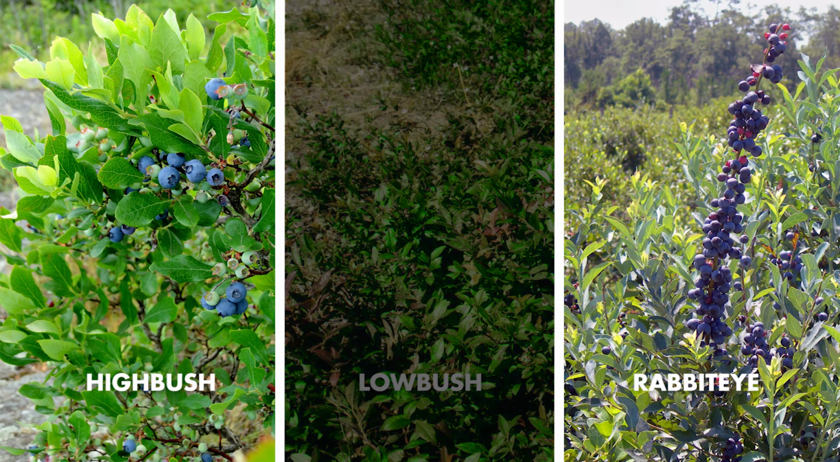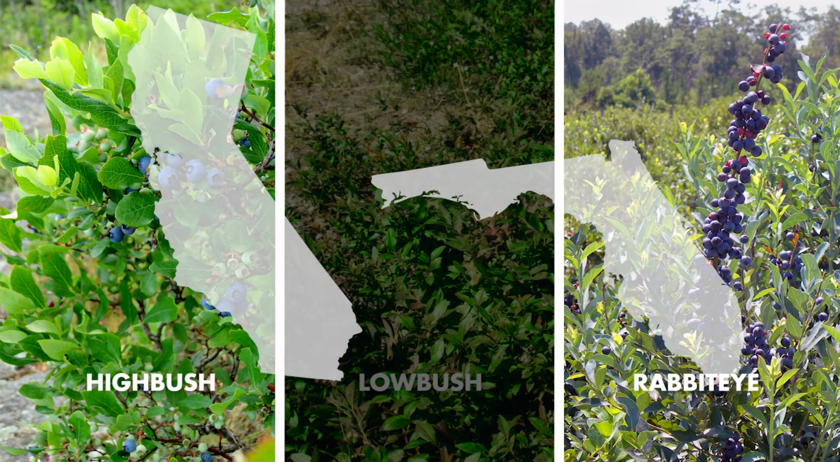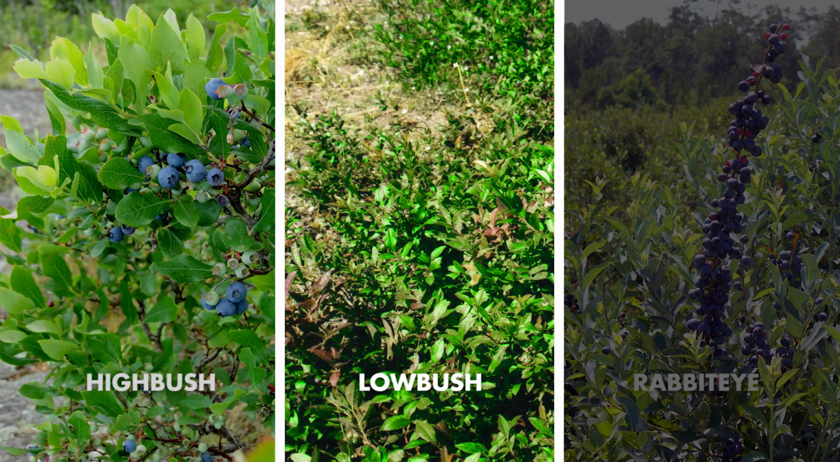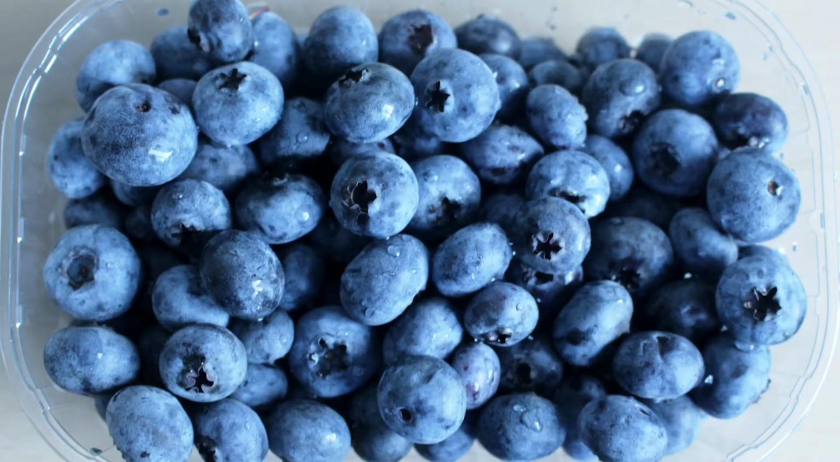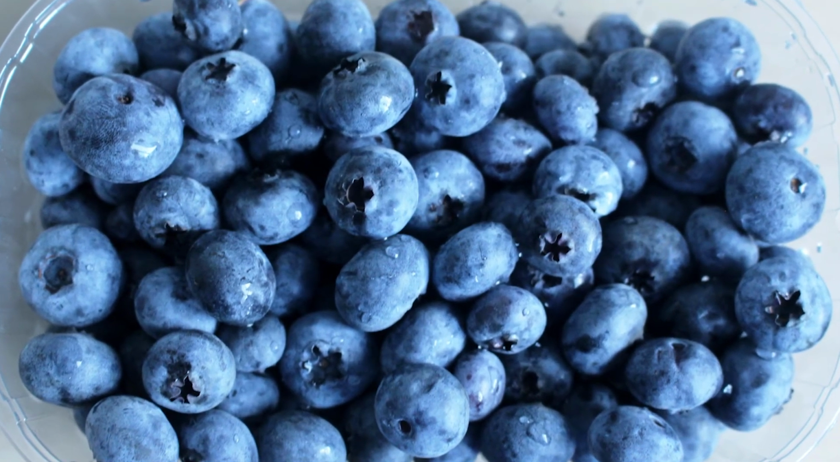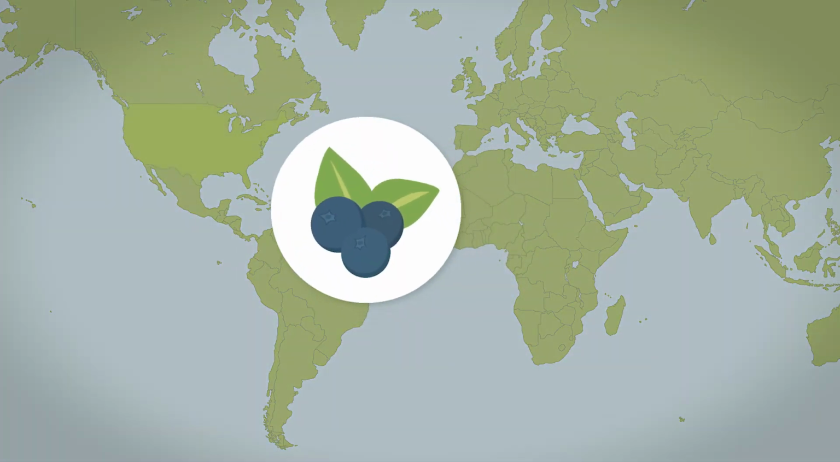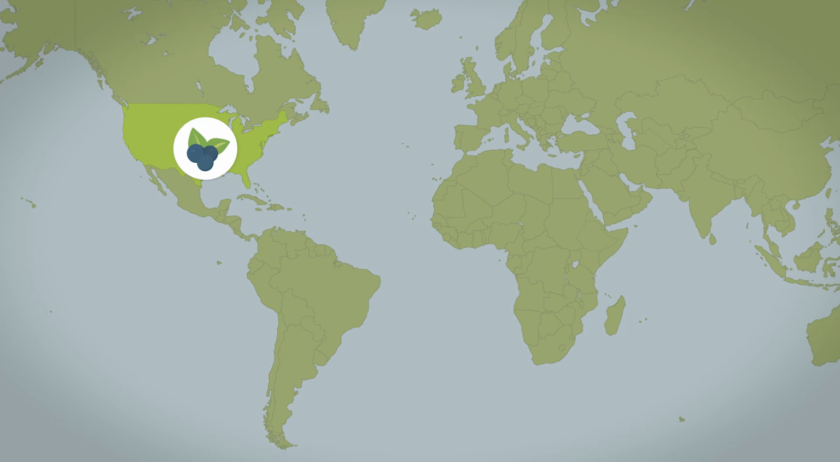Rabbit eye and high bush plants require fewer chilling hours to produce fruit and are well adapted to Florida and California's moderate climate. Low bush species are native wild blueberry plants. However, they are still managed intensively with production techniques. High bush and low bush species are the most common for commercial production, so the rest of this video will focus on those species. Most fresh market blueberries are from high bush plants, and most processed blueberries are from low bush plants.